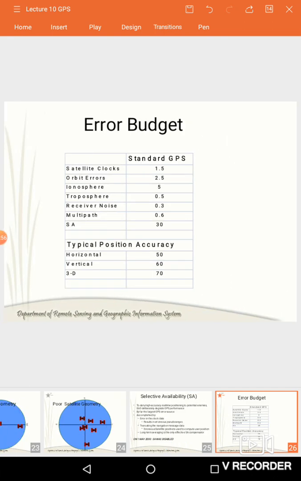Third one is multipath error. This is the error caused by reflected signals from the material which enters the front end of receivers that will mask the real correlation peak. And finally we have ionization error. This will happen due to the delay in signal. And troposphere error will happen in the layer troposphere due to the changes in temperature, pressure, humidity, means our environmental or weather condition.